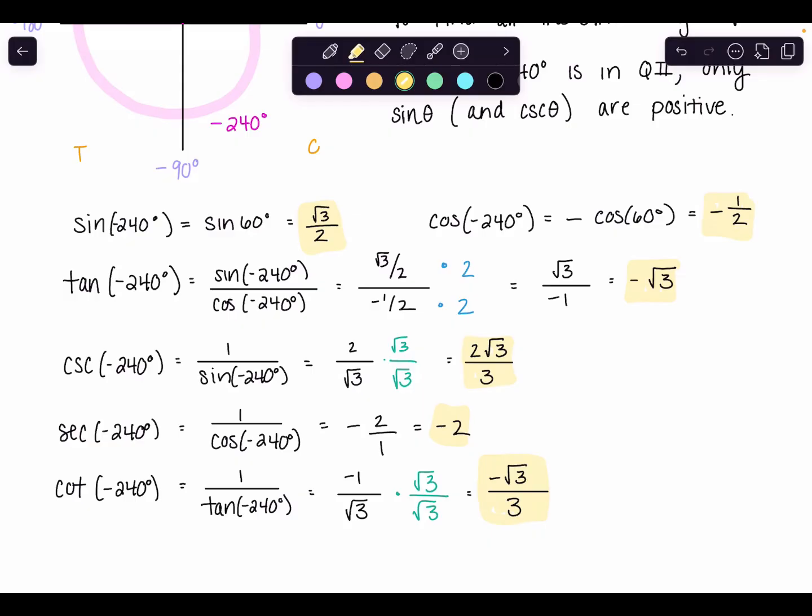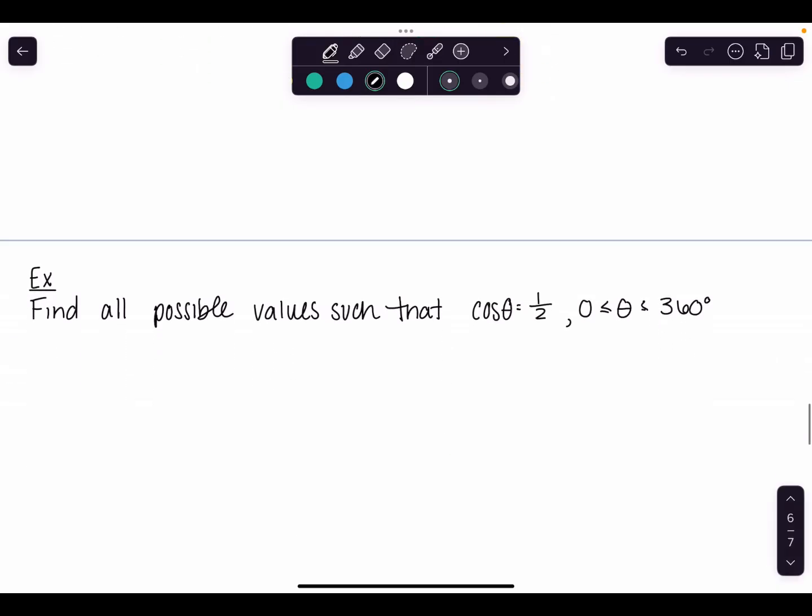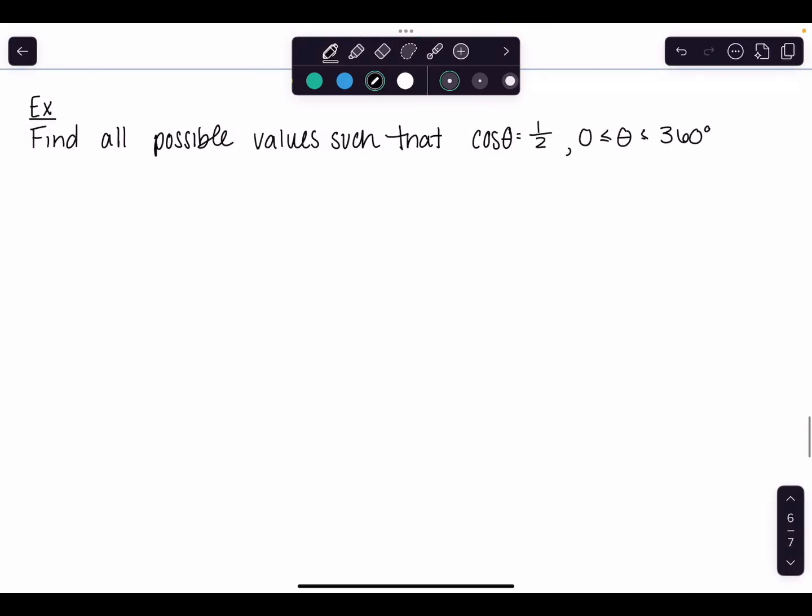So again, super important to know those quadrantal angles. And the more you do this, the more you'll get comfortable with what sine of 30 is, what cosine of 30 is. So I just have one last example that we're going to try. We're going to find all possible values such that cosine of theta is 1/2 and theta is between 0 and 360 degrees. Because realistically, there's actually a lot of angles where cosine of theta will be 1/2. It all just depends on how many revolutions you go around the unit circle.